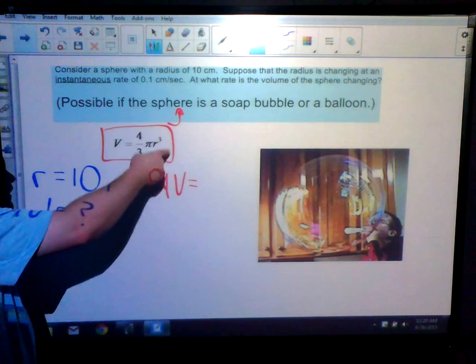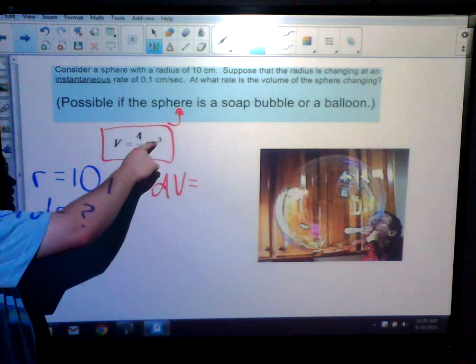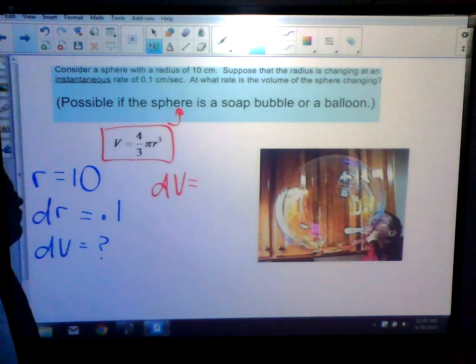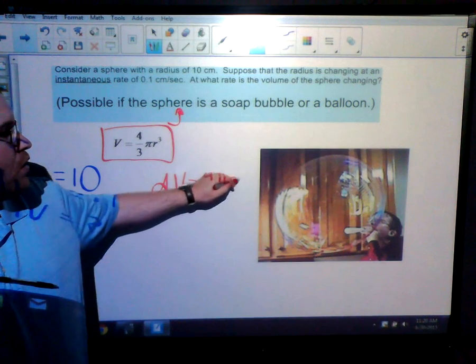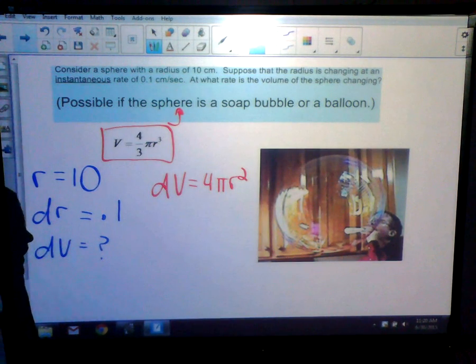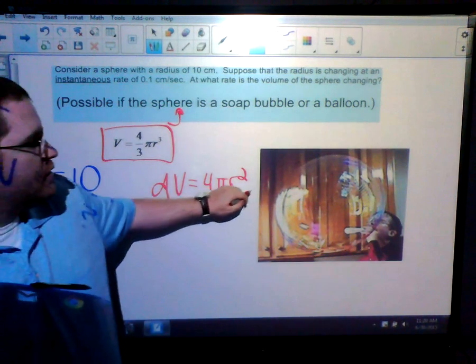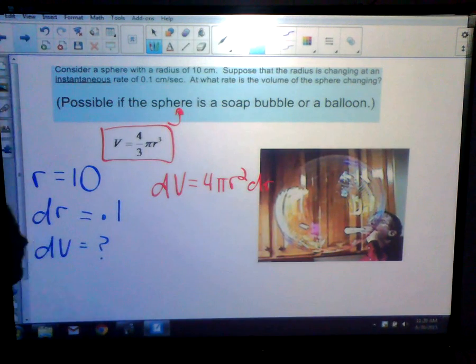What's the derivative of this? Now remember, this is just a number. So let's multiply the 3 down. 4/3 pi times 3 is 4 pi. R squared. And since it's implicit, it needs a dr. Everything will have a d something with it today.